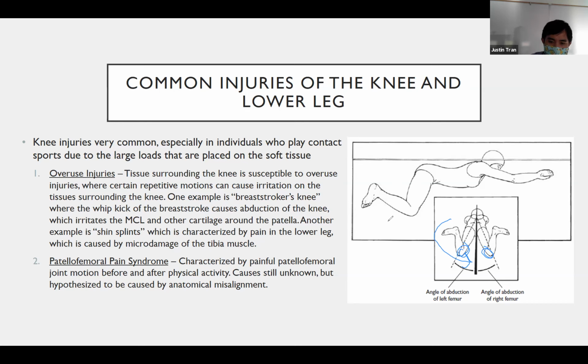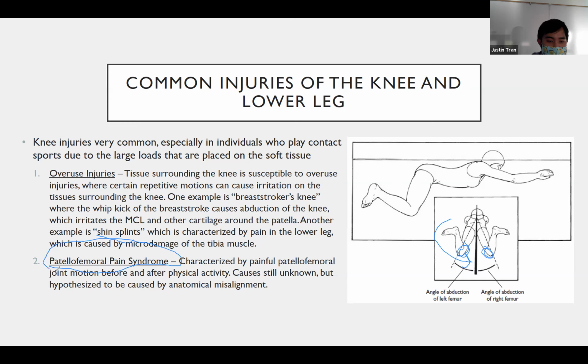Another type of overuse injury you might have heard of is called shin splints. This is a lower leg injury. It is an overuse injury with respect to the tibialis muscle, the muscle that attaches on the front of the leg.